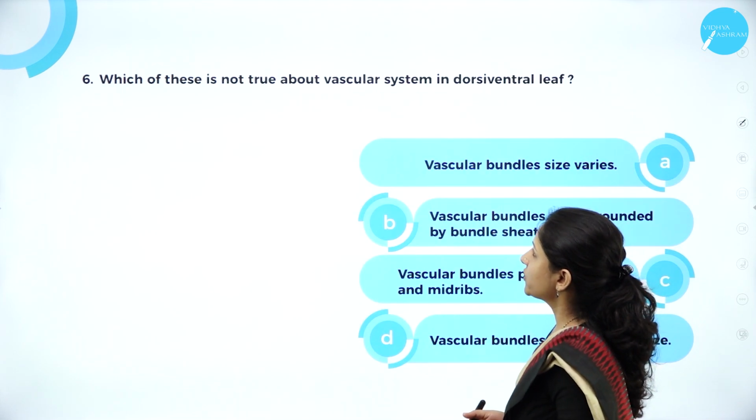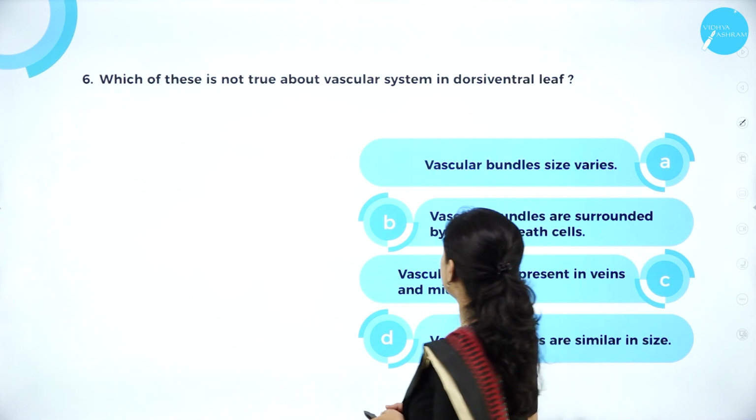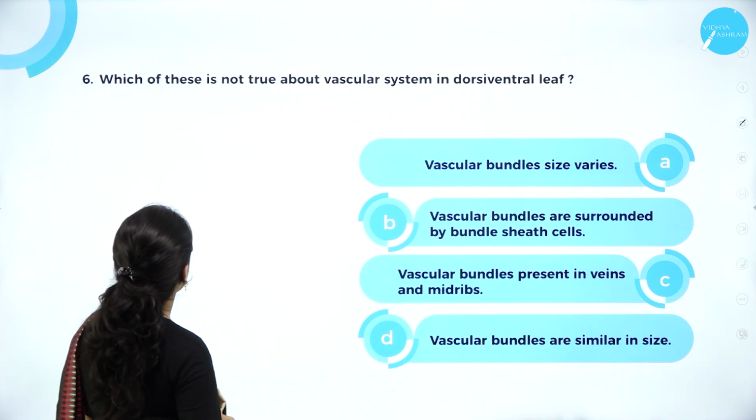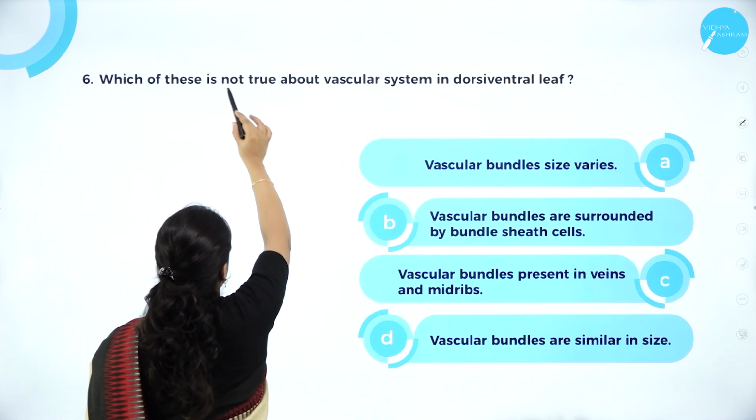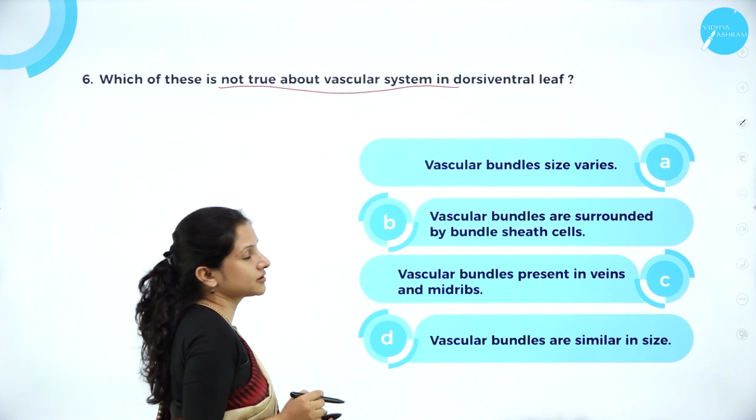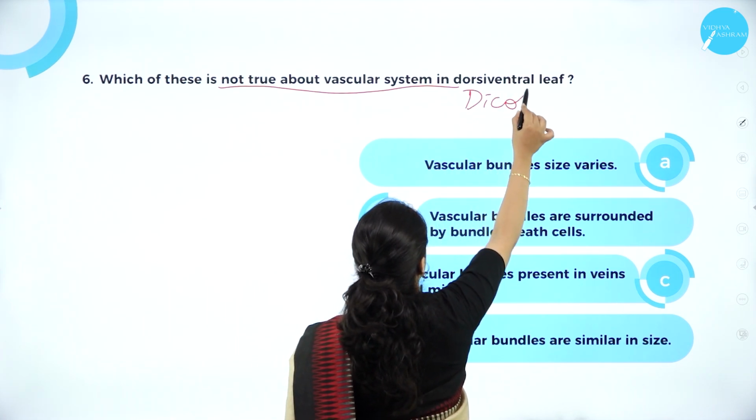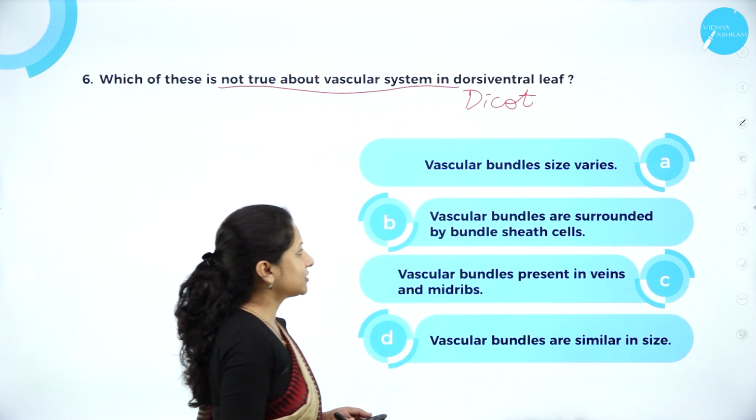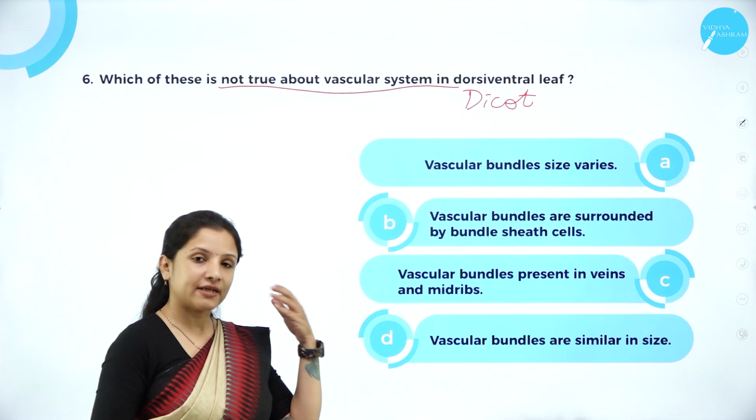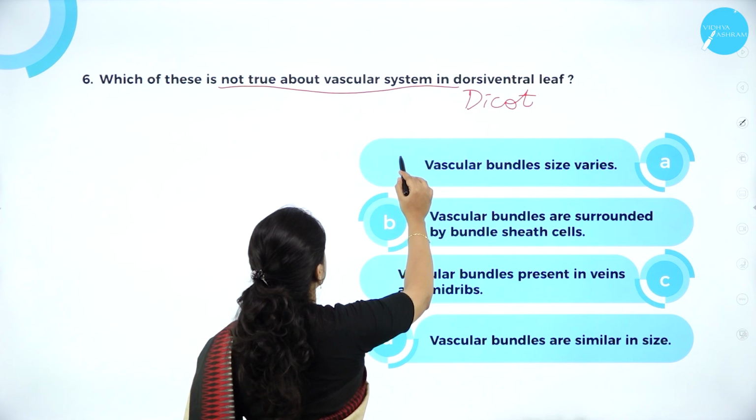So next question, which of these is not true about vascular system in dorsiventral leaf? Vascular bundle size varies. So what is the question? Which of these is not true about the vascular system in dorsiventral leaf, meaning in dicot leaf? We have to find the false statement. So vascular bundle size varies. Yes, the vascular bundle size varies because the size of the veins in the dicot leaf tends to vary. So this option is wrong.